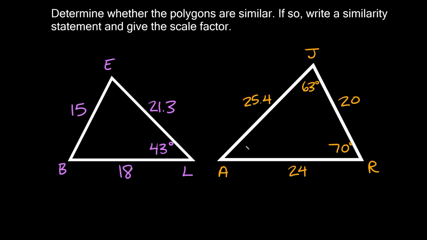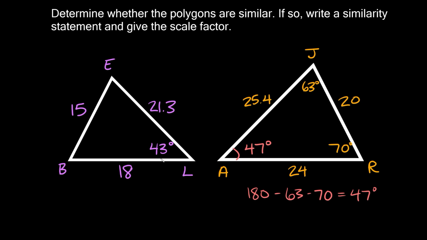So the important thing to remember here is that all the angles inside of any triangle always add up to 180 degrees, right? So if this one's 63 and this one's 70, well then this angle right here must be 180 minus 63 minus 70, and that's equal to 47. Okay, so this angle is 47 degrees.